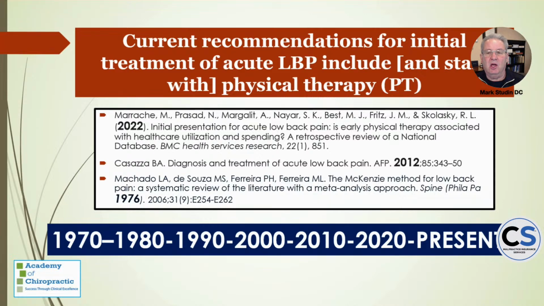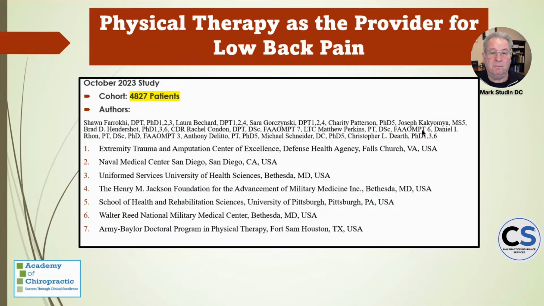But check this out. Current recommendations for initial treatment of acute low back pain start with physical therapy. Back to 1970, all the way through today. 76, 2012, 22. Initial presentation for acute low back pain is early physical therapy. That's 2022. The McKenzie method, which is physical therapy for low back pain, back in 76. So it all starts and goes there. And when they look at that, they're looking at non-specific back pain. Physical therapy is the hallmark for pain.